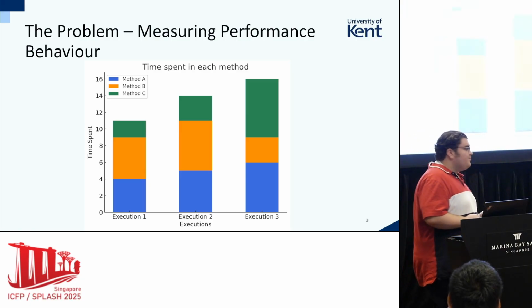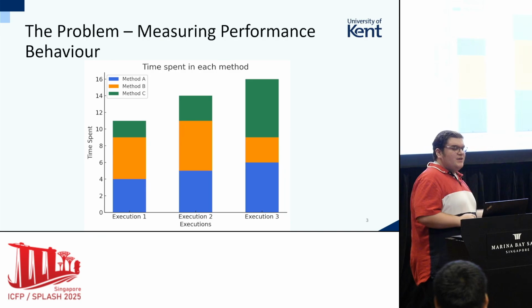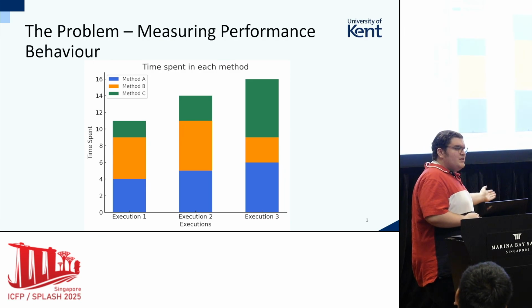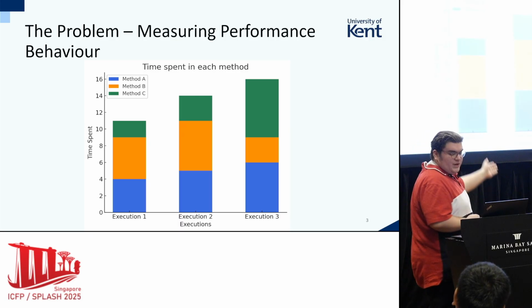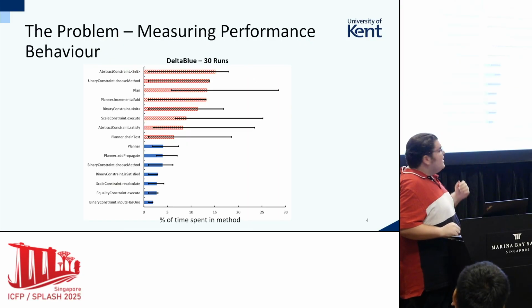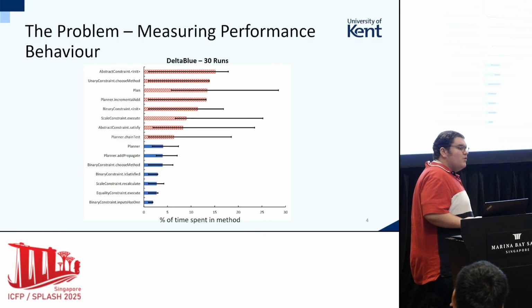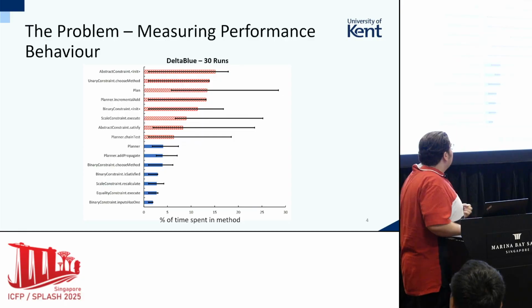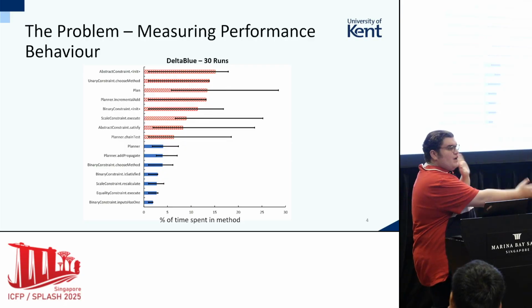There's a problem. If you actually run a program with a profiler attached multiple times, you'll start to notice the profile will change. Sometimes a method may take less time, sometimes a method may take more time. An actual real example of this is we ran the Delta Blue benchmark 30 times with async-profiler attached, and we just overlaid all 30 runs on top of each other. The error bars there are just showing the range of measurements we got.